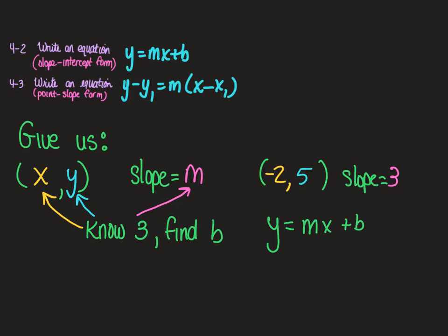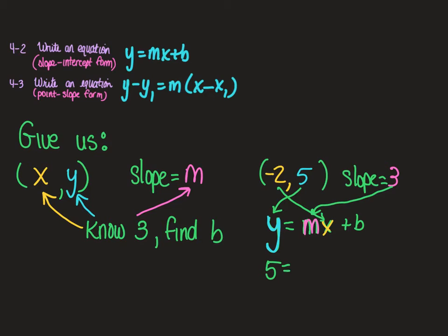All right, so let's do this example. Our ordered pair is -2, 5, and our slope is 3. So I'm going to place these things where they go in the equation. X is my yellow guy, y is my blue guy, and m is my pink guy. So I'm going to put -2 right there. I'm going to put 5 over here, and I'm going to replace m with 3. So it's going to look like this.